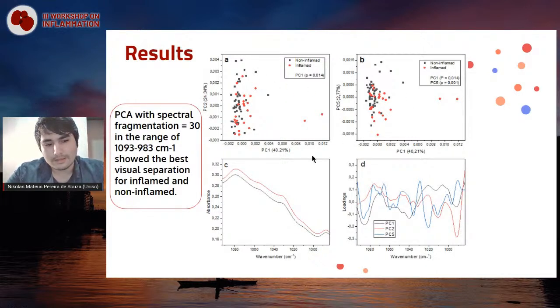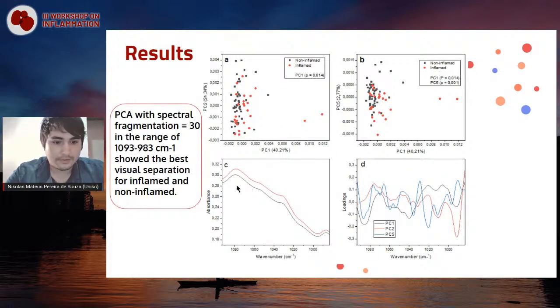But due to the high complexity of the molecular constitution of the blood plasma, it is difficult to have an excellent visual separation. So we use hypothesis tests to help verify whether or not there are differences between inflamed and non-inflamed patients. In this case, we got a significant p-value less than 0.05 for principal component 1 and principal component 5.